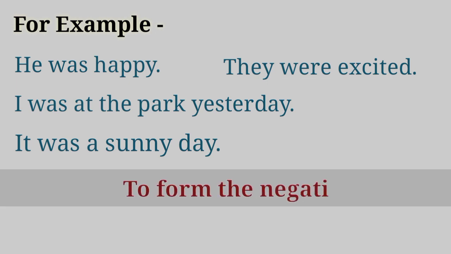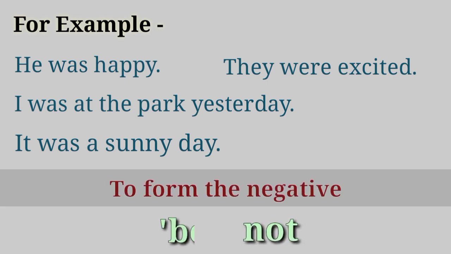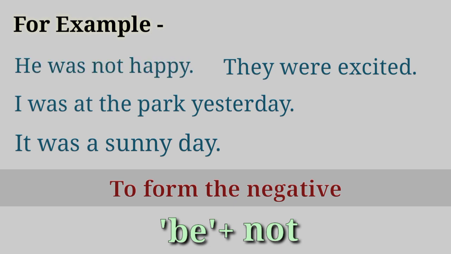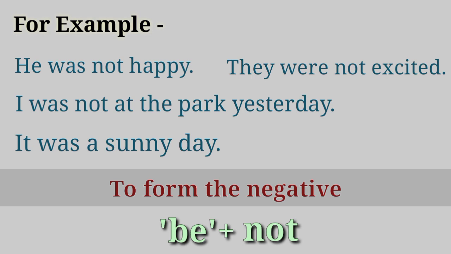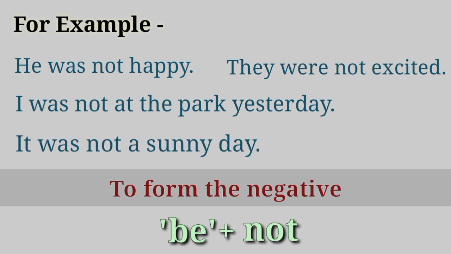To form the negative, add not after be. Simple, right? He was happy, he was not happy. They were excited, they were not excited. I was at the park yesterday, I was not at the park yesterday. It was a sunny day, it was not a sunny day.